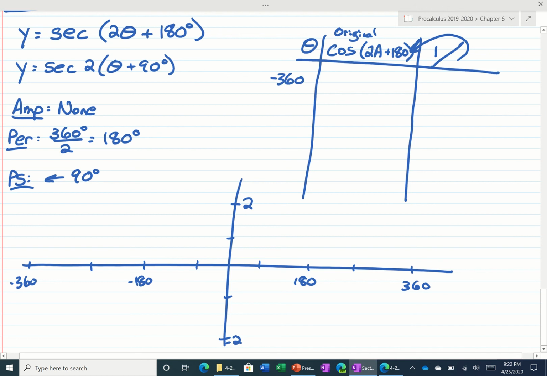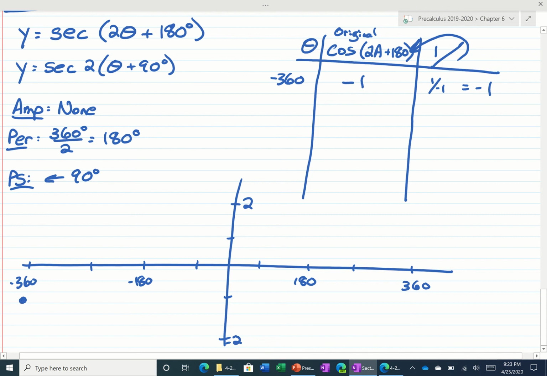I'm going to hit my calculator. I'm in degree mode. I'm going to type in the cosine of 2 mem variable a plus 180 and enter. I'm going to store negative 360, and my calculator is telling me it's negative 1. 1 over negative 1 is negative 1. That would be what the secant is.